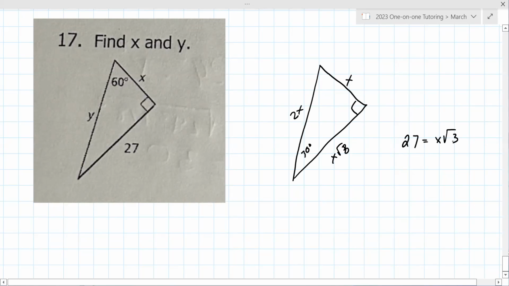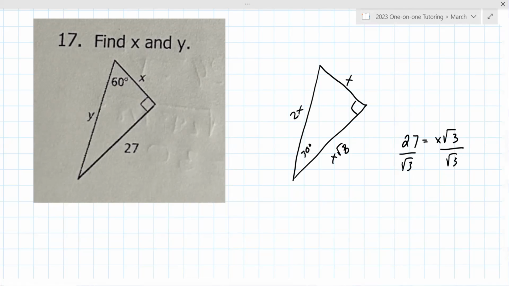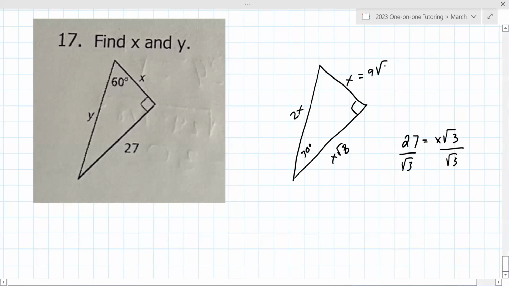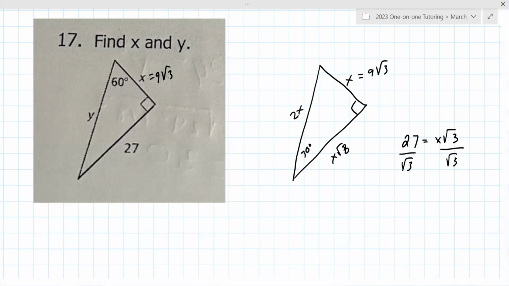This is kind of like one of those earlier problems where you have to divide both sides by the root. Can you do that for us and let me know what you come up with? That'd be like 9 radical 3, right? Yes. And that in this case is the short leg, which is x. And then y would be 18 radical 3. Yes, you got it.